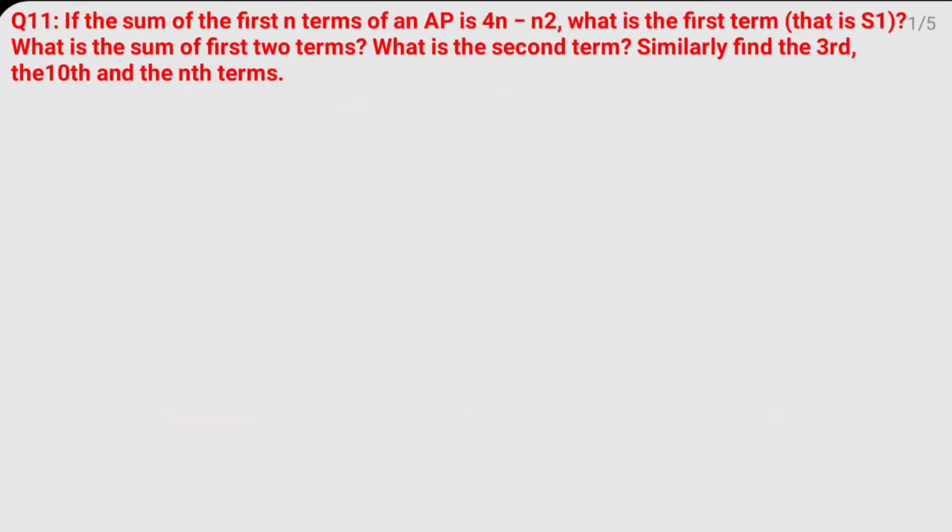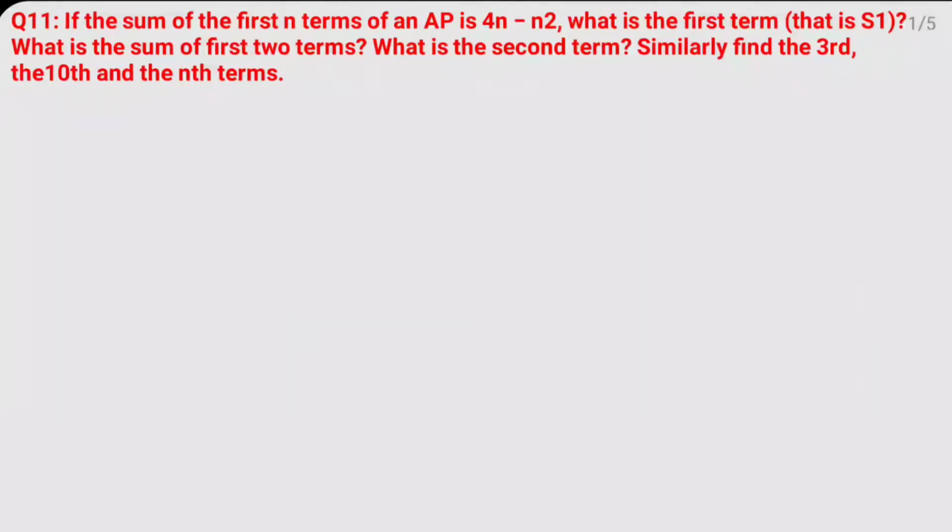Look at the question. If the sum of the first n terms of an AP is 4n minus n square, what is the first term? That is S1. What is the sum of first two terms? What is the second term? Similarly, find the third, the 10th and nth terms.